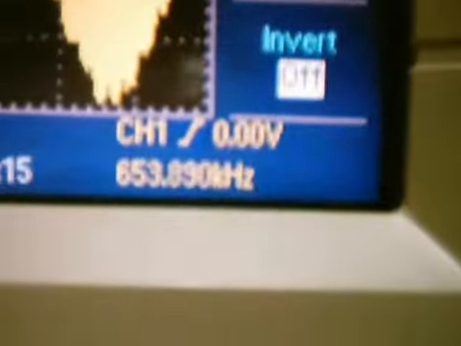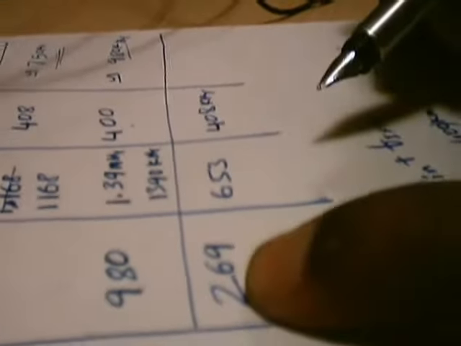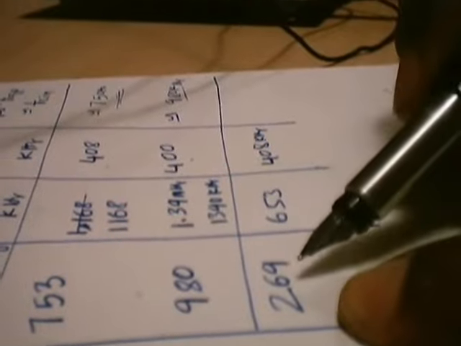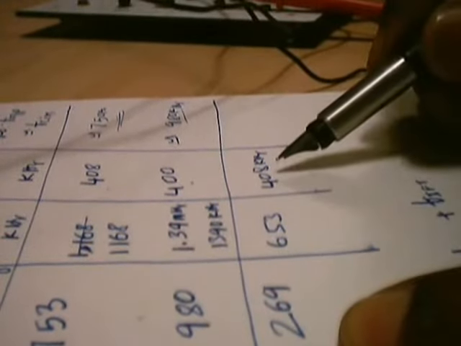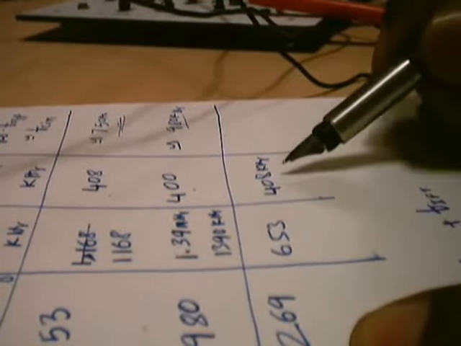So if you can see, the frequency is 653 kilohertz. So we can just fill in this. This is 653 kilohertz. You can see the addition of these two, 269 plus 408 approximately comes to around 653 kilohertz.